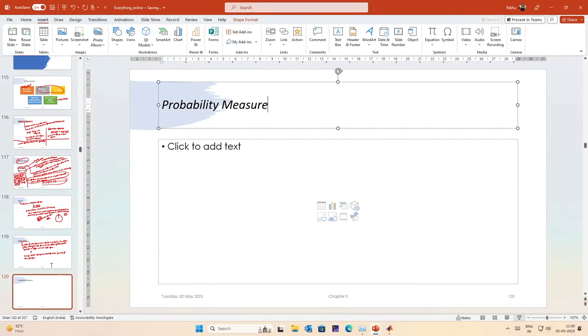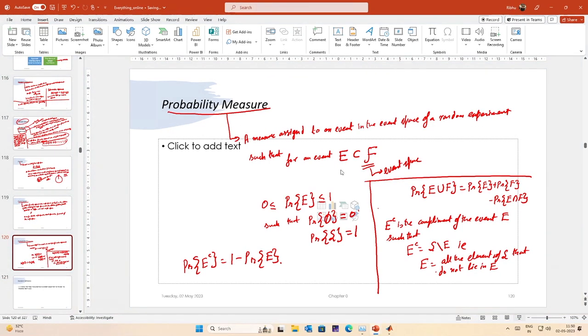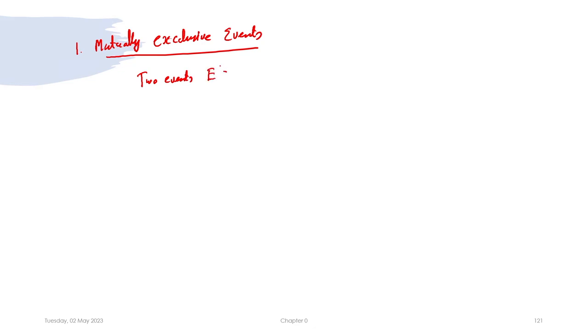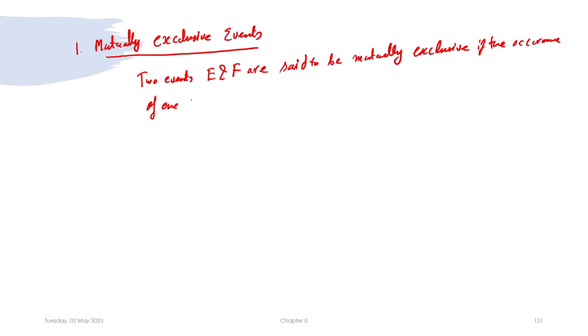We should define two special forms of events before we end this lecture. One, mutually exclusive events. Two events E and F are said to be mutually exclusive if the occurrence of one of them excludes or negates the probability of the occurrence of the other.